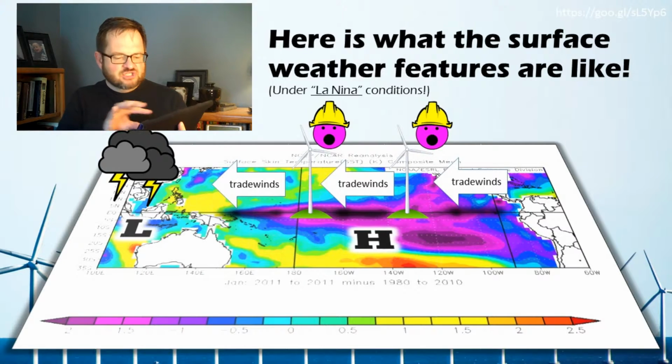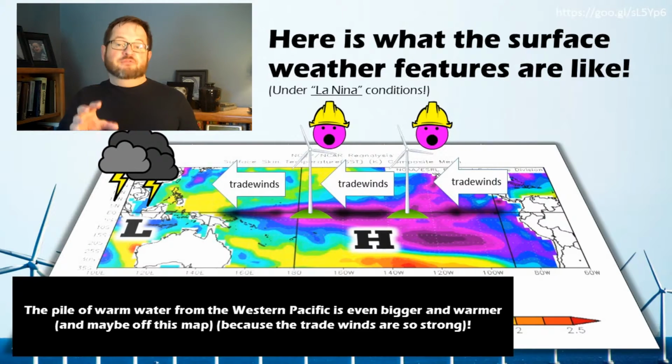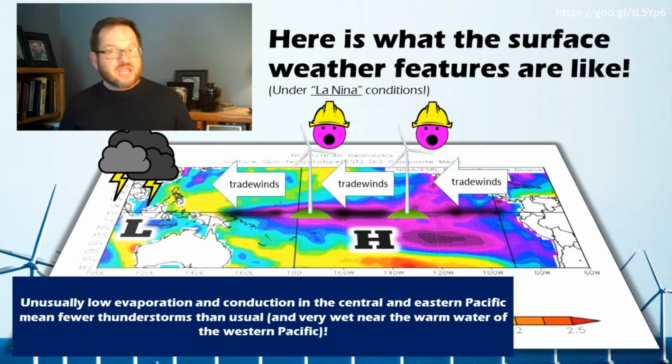We get all this cold water along the equatorial, central, and eastern Pacific. We've got that pile of warm water out there in the western Pacific even bigger and warmer than usual, and actually in this case a little bit off the edge of the map, because the trade winds are pushing that warm water so far off to the west. We've got the pressure pattern with low pressure near Australia even lower than normal, and that higher pressure in the central Pacific even higher than normal. And we get even more rain than usual in Indonesia and Southeast Asia and Australia and so on. La Nina is sort of like the normal condition plus, okay, even more going on.